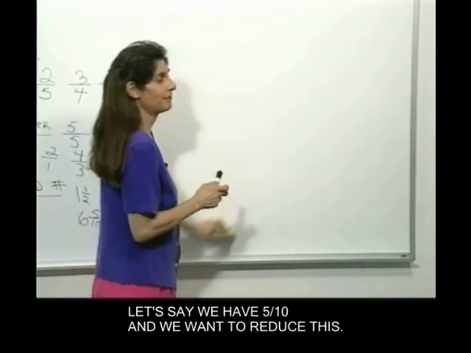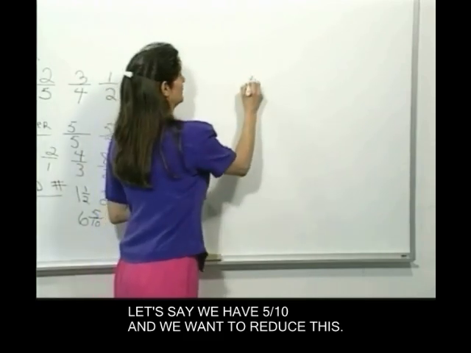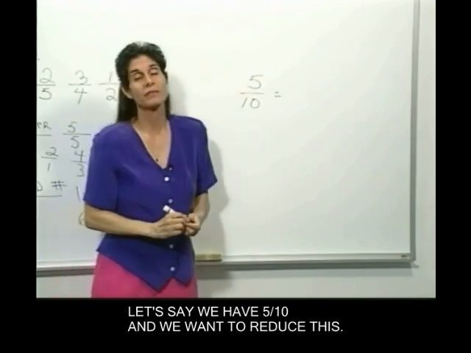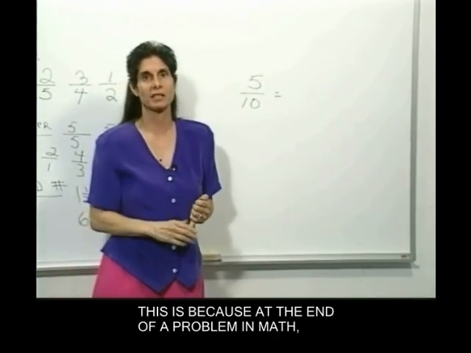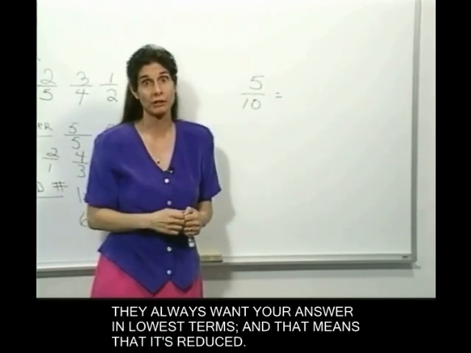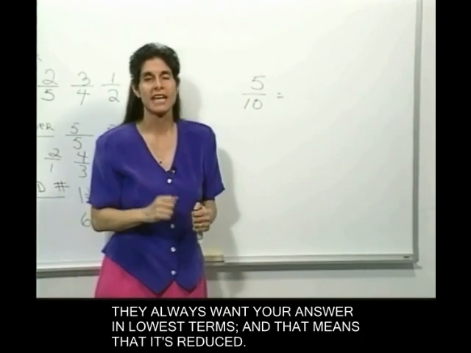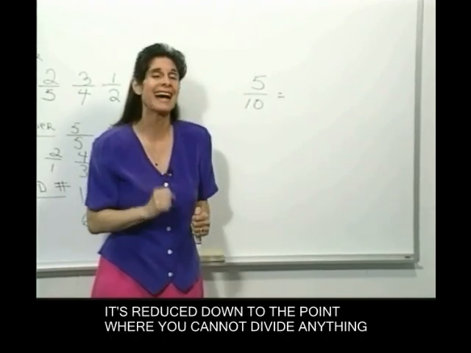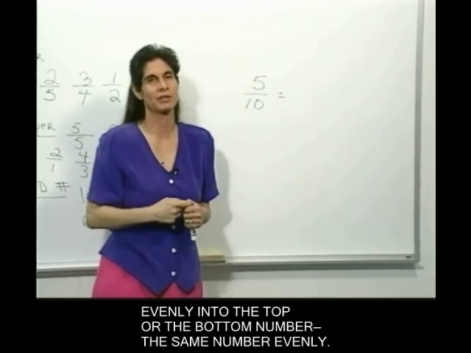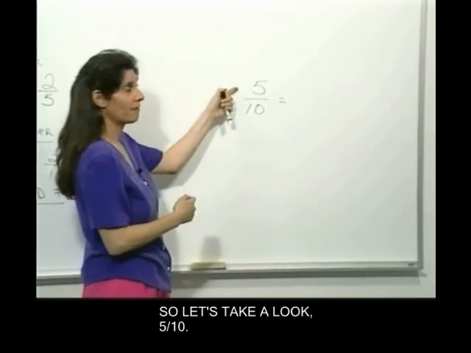Let's say we have 5/10. And we want to reduce this. One of the reasons why we want to reduce this is because at the end of a problem in math, they always want your answer in lowest terms. And that means that it's reduced down to the point where you cannot divide the same number evenly into the top or the bottom number. So let's take a look.